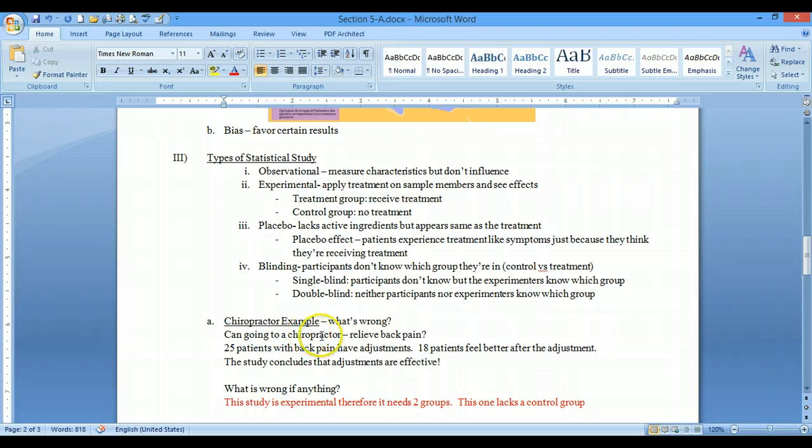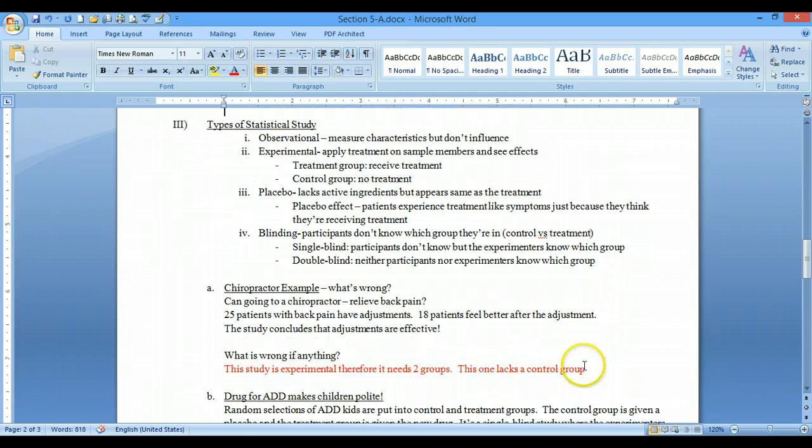Well, first of all, they're going to a chiropractor, so what kind of study is it? Well, it's not observational, because that's where you can't influence things. This means it's experimental, and I have a treatment group, the people who are receiving an adjustment. But there's no control group, so I can't compare. If I were to have a control group of 25 patients with 18 of them also feeling better, maybe a day later, then there's no difference between the groups, and I can't make my conclusion that adjustments are effective. I must have a control group. And a lot of studies out there that say new studies show often have some sort of problem going on in the study.